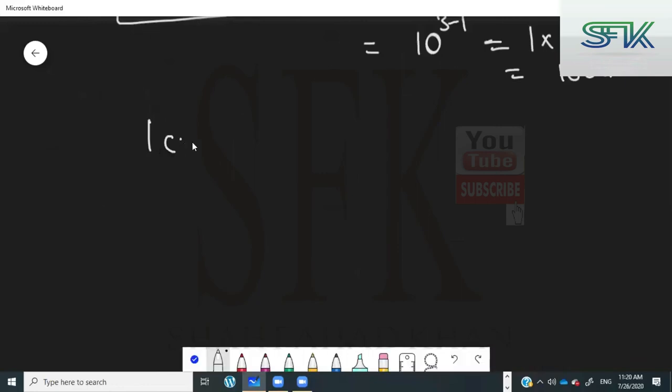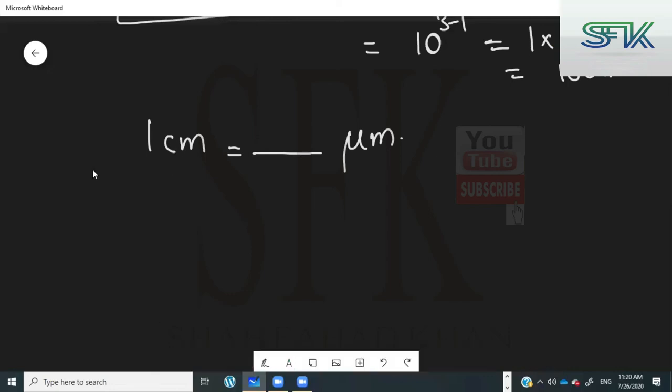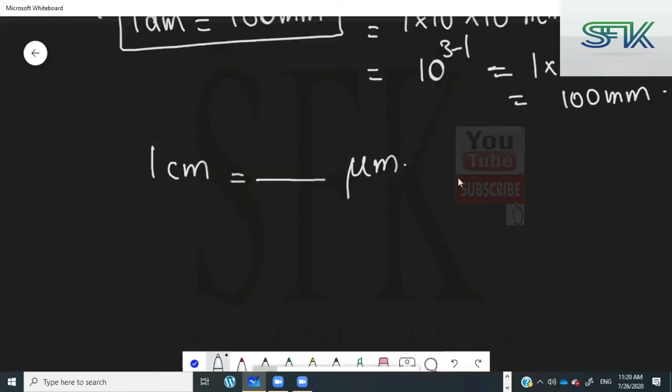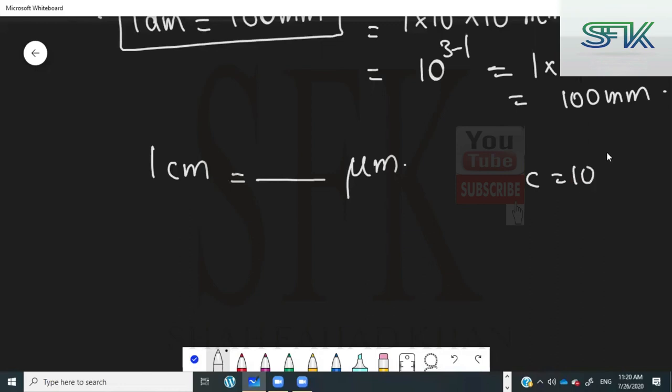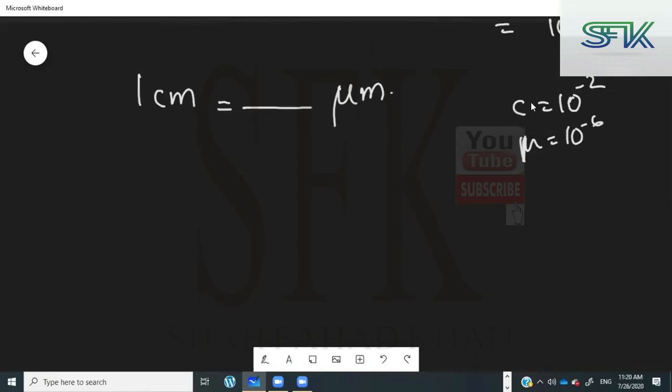What if we move from 1 centimeter to, let's say, 1 micrometer? Again, let me write down their meanings. Centi means 10 raised to the power minus 2. Micro means 10 raised to the power minus 6. Centi is bigger than micro because its power is less negative. Now, how do we convert it to micrometers?